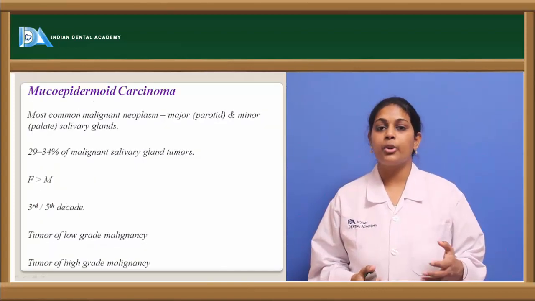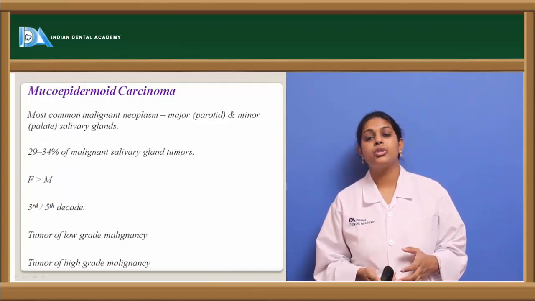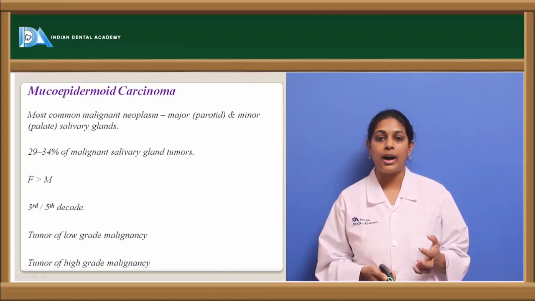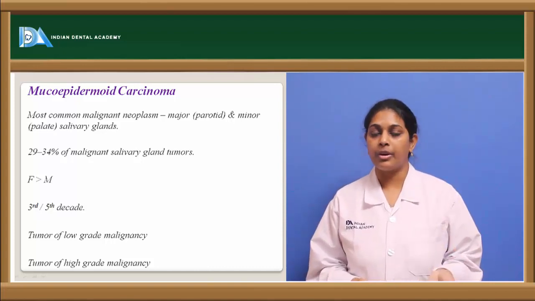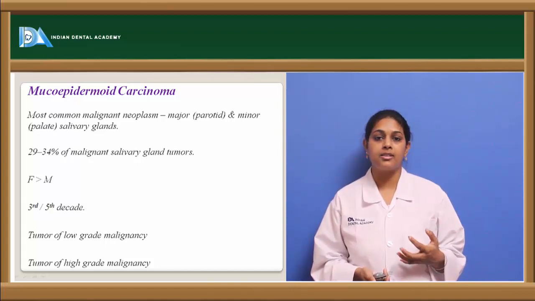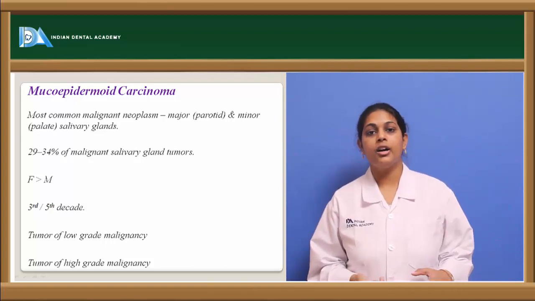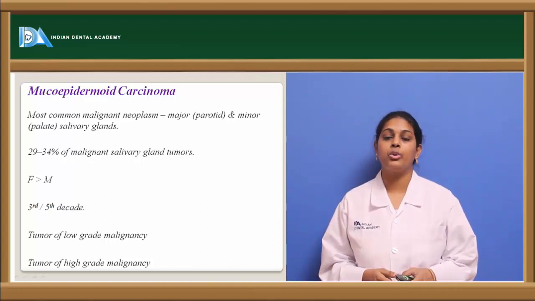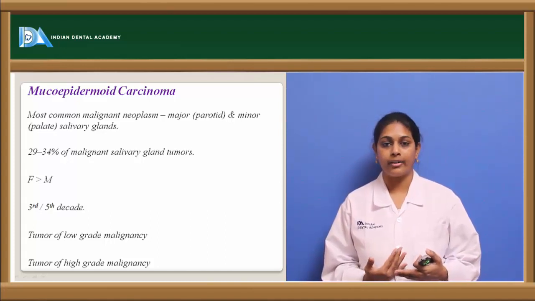The next is Mucoepidermoid carcinoma, which is the most common malignant tumor and constitutes 29 to 35% of all the malignant salivary gland tumors. Among the major glands, it most commonly involves the parotid. Among the minor glands, it is the palate which is involved. It also shows female predilection when compared to males, and the most commonly involved age group is the 3rd to 5th decade of life.